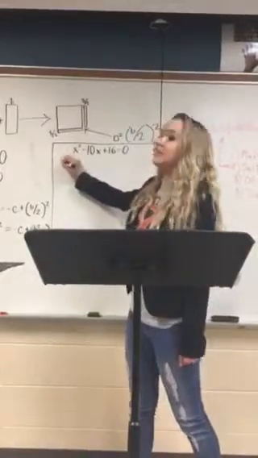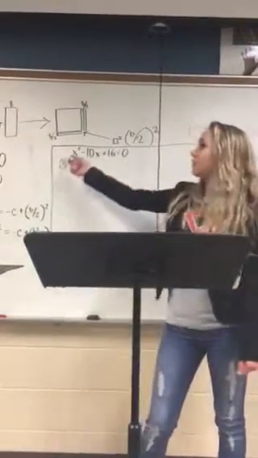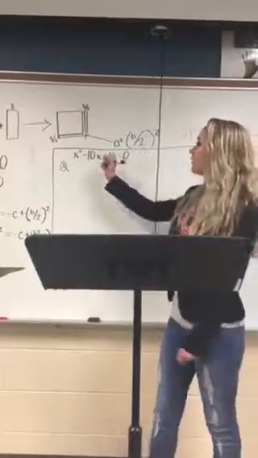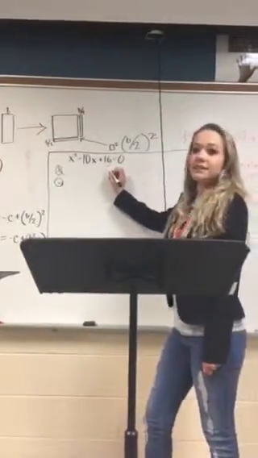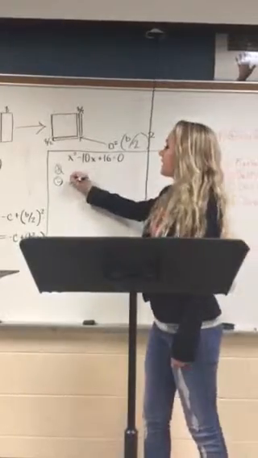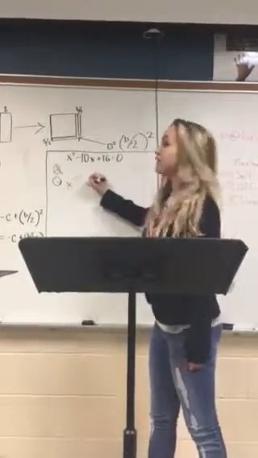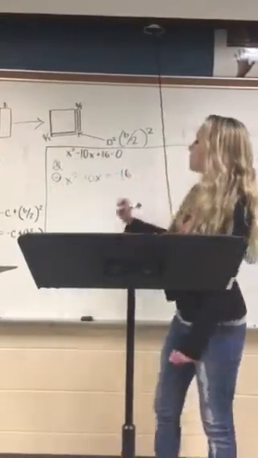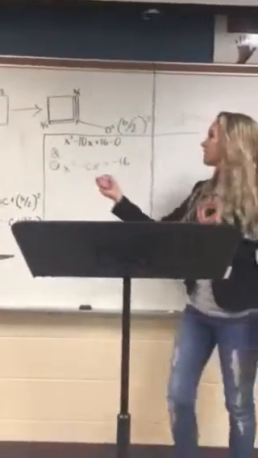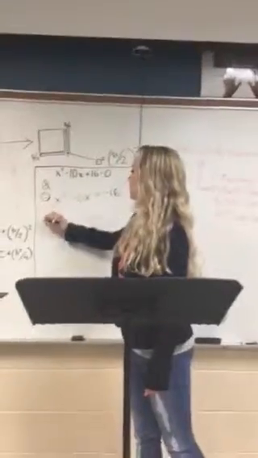We can actually skip step 1 because the coefficient of x squared is already 1. So for step 2, we need to get c, in this case 16, over onto the right side. We do this by subtracting 16. And we end up with x squared minus 10x equals negative 16.